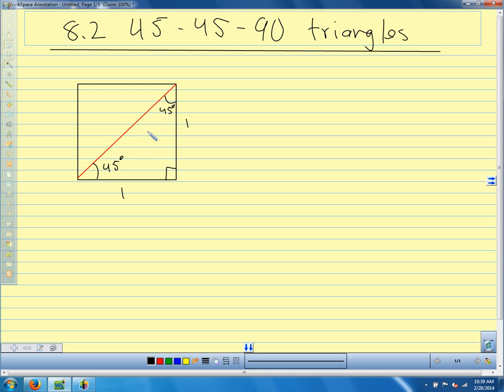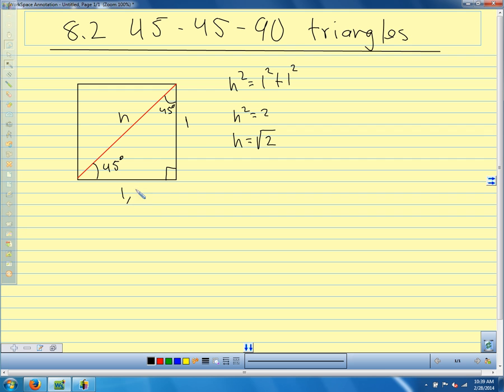So the diagonal, is that A, B, or C in my right triangle? Is that the hypotenuse or A or B? That's a C, that's a hypotenuse. So I'm going to call this H for the hypotenuse. Let's find the length of this hypotenuse if the side length of the square is 1. We're going to use the Pythagorean Theorem. So I get H squared equals 1 squared plus 1 squared. So H squared equals 2. Take the square root, and H equals the square root of 2. So that would be simple radical form for the hypotenuse.